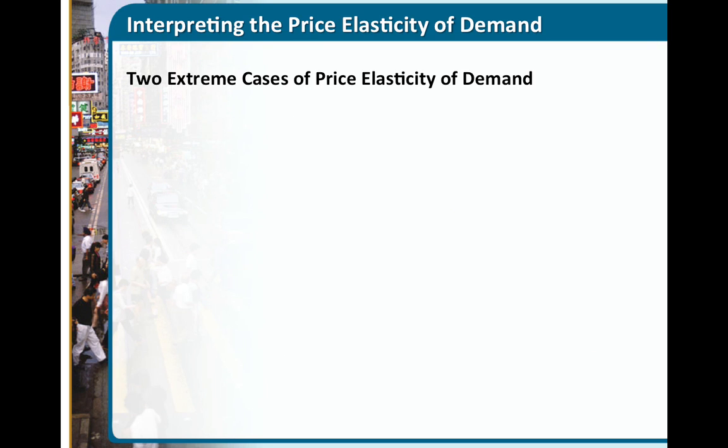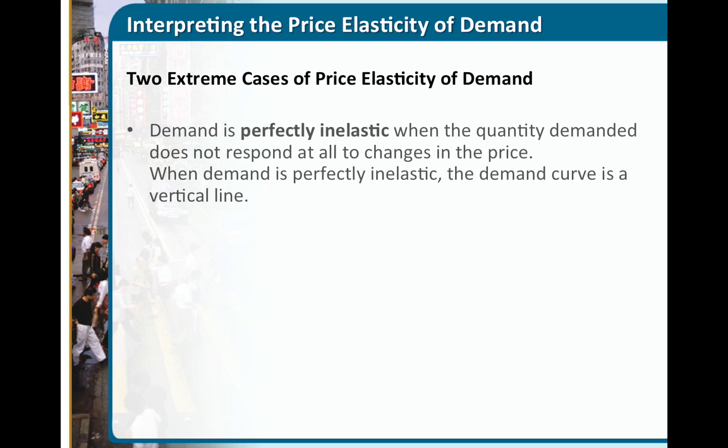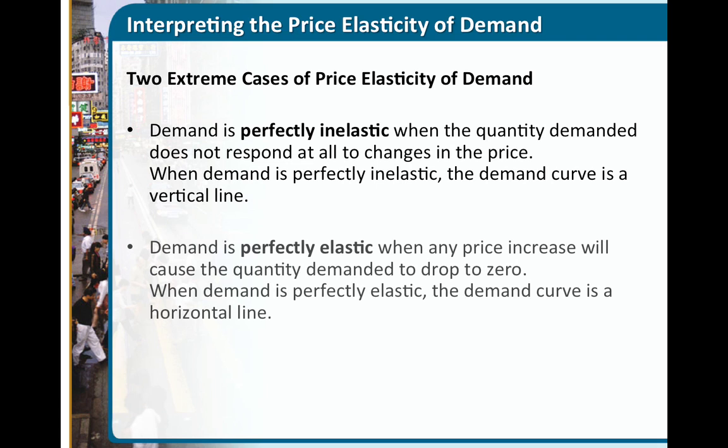So let's look at two extreme cases of price elasticity of demand. Demand can be perfectly inelastic when the quantity demanded does not respond at all to changes in the price. That would be a vertical line. And demand is perfectly elastic when any price increase will cause the quantity demanded to drop to 0. That would be a perfectly horizontal line.